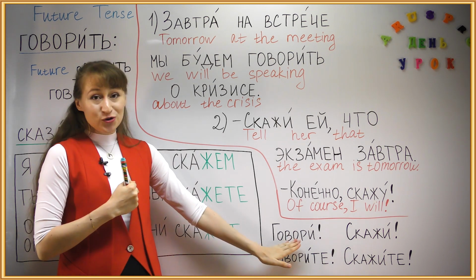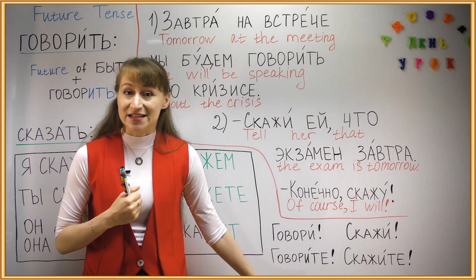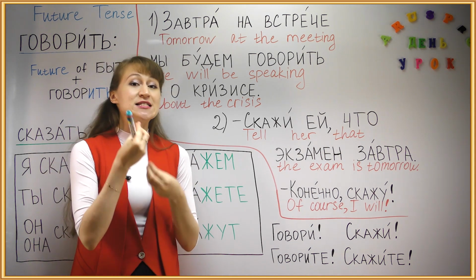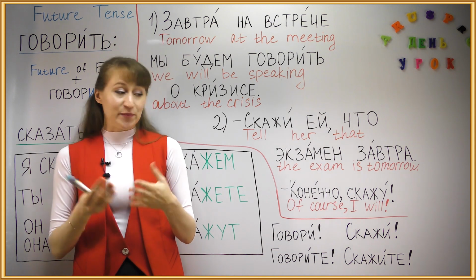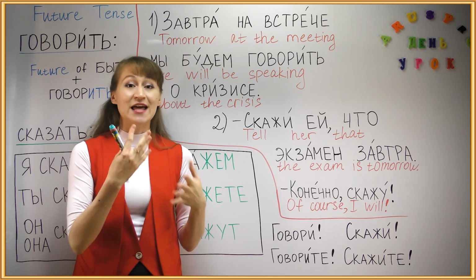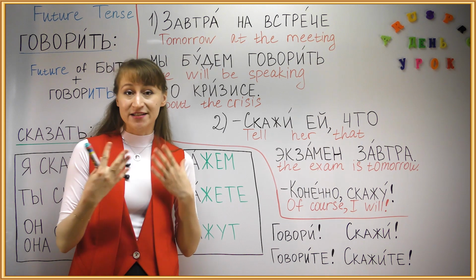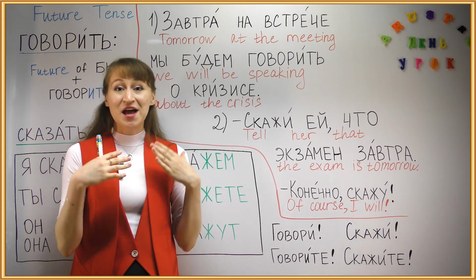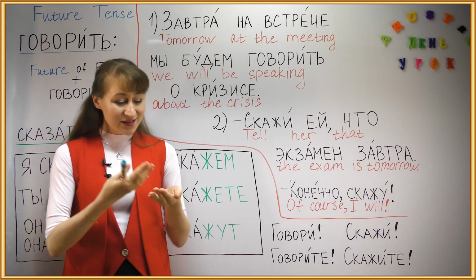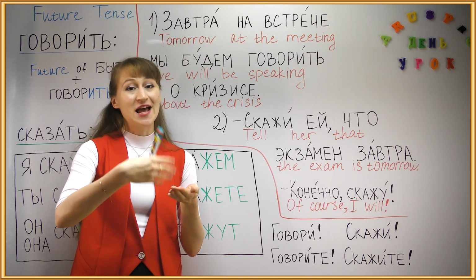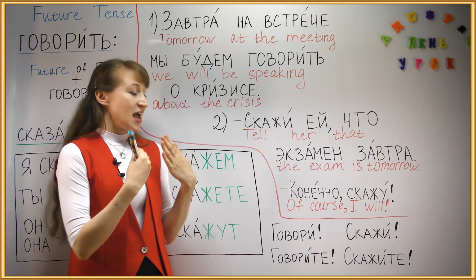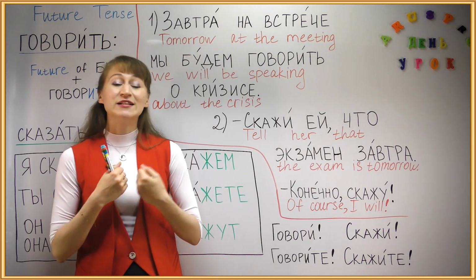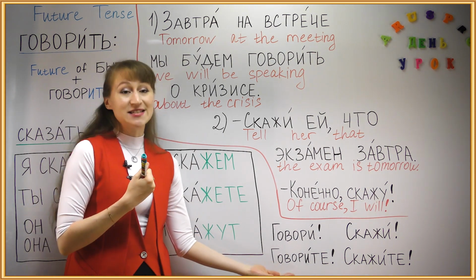When do you use говори or говорите? When you want this person to start the process of speaking. For example, if you have an app on your phone, a translator app, it might have a function like this. You are saying something to your phone and it translates it for you. And if it's in Russian, the program will tell you говорите.